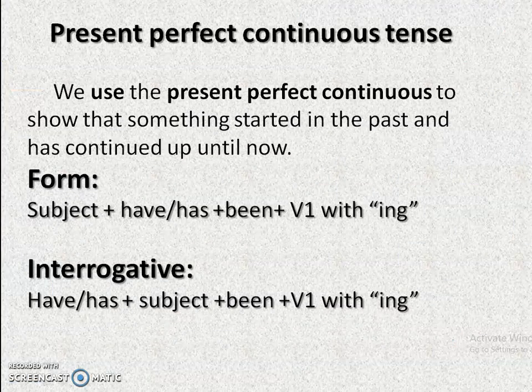Present perfect continuous tense. We use the present perfect continuous tense to show that something started in the past and has continued up until now. Form: subject plus have or has plus been plus V1 with ing. Interrogative sentence: have or has plus subject plus been plus V1 with ing.